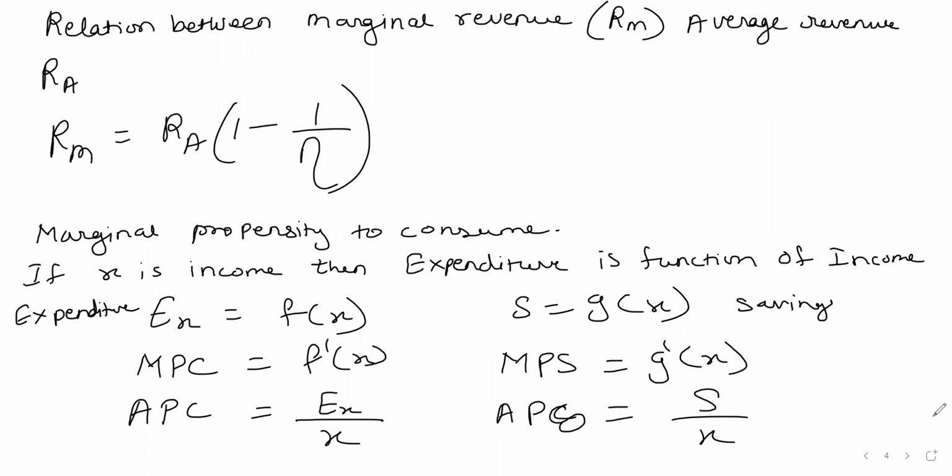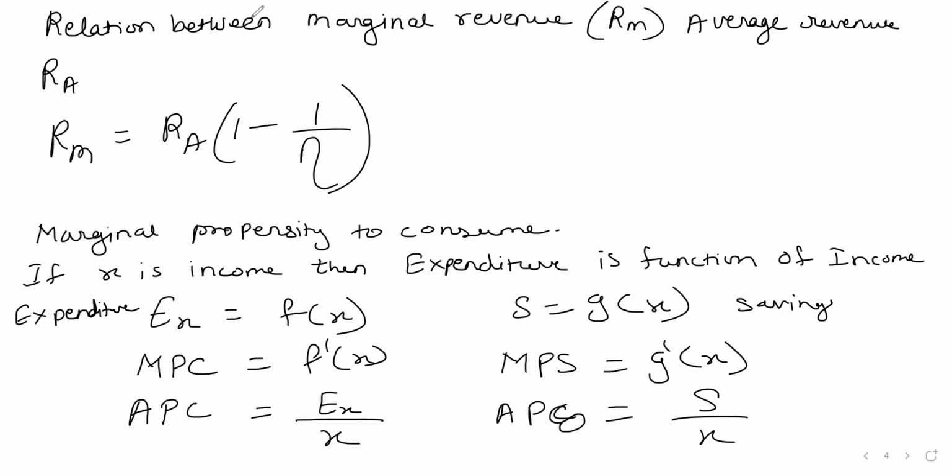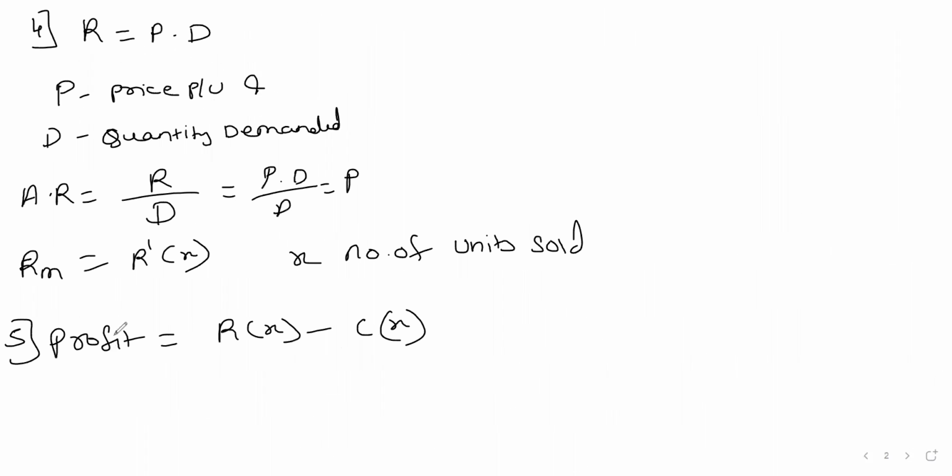These are all the economic functions and we have to use them to solve the sums. Sums किस पे ज्यादा आएंगे? Sums आते हैं इस पे MPC MPS पे, फिर रेवेन्यू मार्जिनल एवरेज रेवेन्यू के रिलेशन पे आते हैं, और ज्यादातर सम इस प्रॉफिट पे आते हैं, रेवेन्यू कॉस्ट एंड प्रॉफिट, इन सब पे सम्स आते हैं.